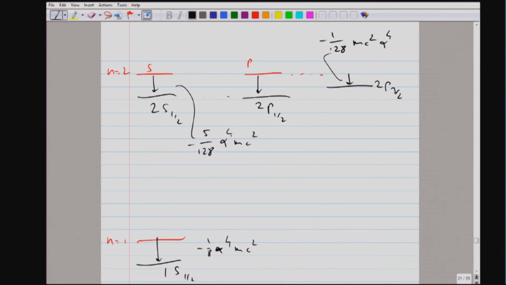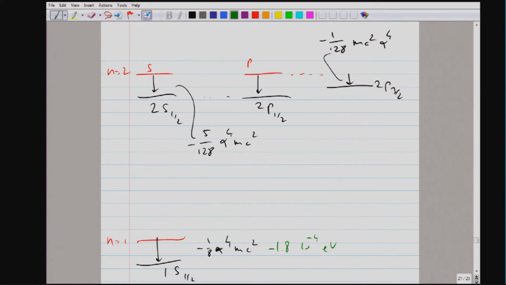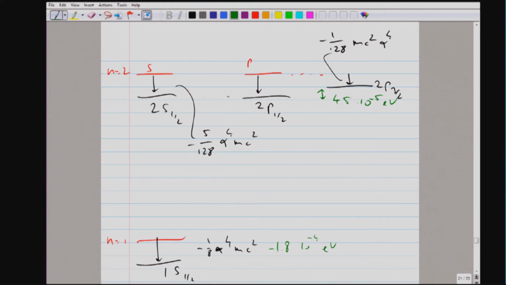To put in some numbers, in electron volt, the fine structure in the ground state is on the order of 10 to the minus 4 electron volt. The splitting here, which is the fine structure splitting of the 2P1/2 and the 2P3/2 state, is 4 times 10 to the minus 5 electron volt. So that means at the level of 10 to the minus 4 electron volt, we understand atomic structure. Well, but we want to go further.